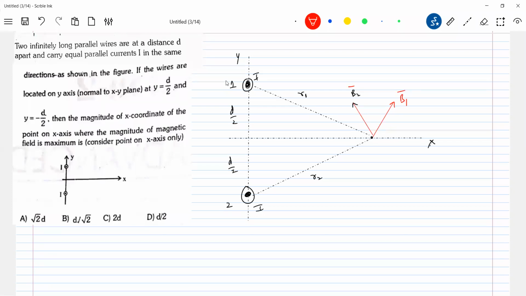So I suggest you take 2-3 wires, keep them, and try to search different points in the field. Or if you're getting confused, draw lines of force. And if you draw a tangent to the lines of force, you'll get the direction of B bar. So these two should be perpendicular.